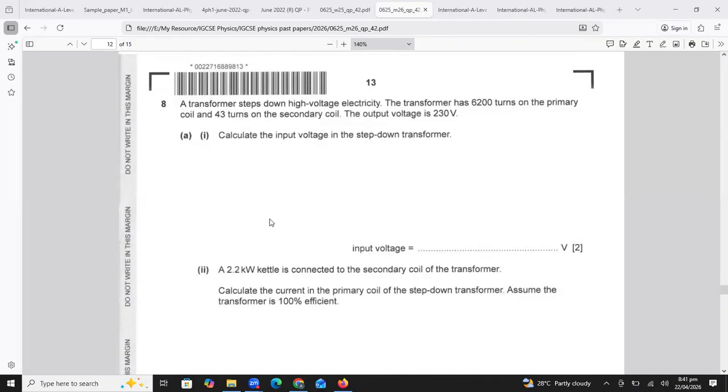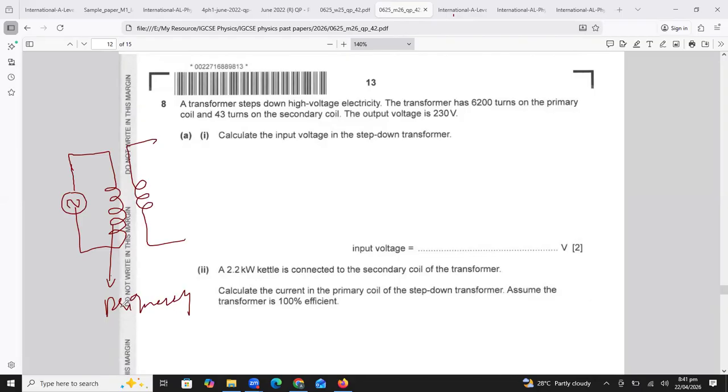Now they are saying the transformer has 6,200 turns on the primary coil. So let me draw the diagram of the transformer. This is the primary coil which is connected with the AC supply. This must be the input voltage. And this coil is called the primary coil. All right. And this one is the secondary coil of the transformer, which is connected with any load. This coil is the secondary coil.